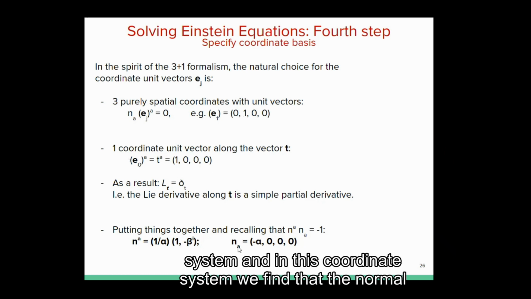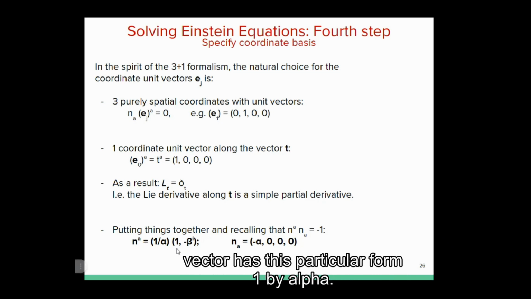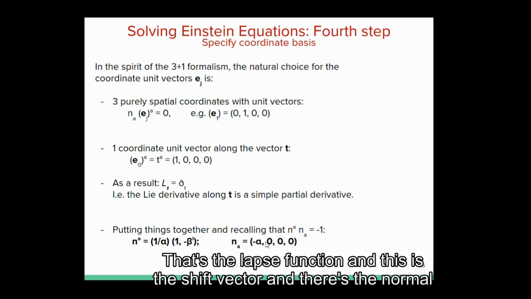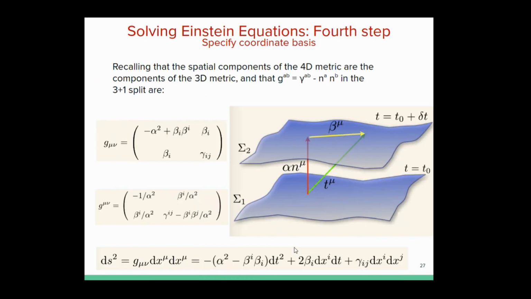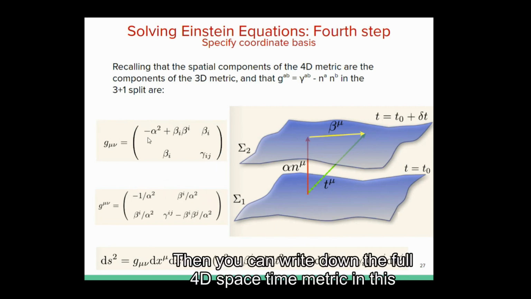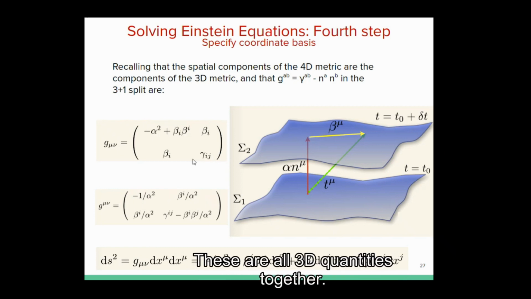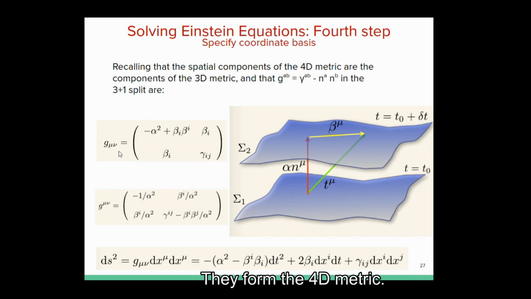And in this coordinate system, we find that a normal vector has this particular form, 1 by alpha times a function, and this is the shift vector. And this is the normal one-form, which has this particular form. It just comes out that way. It's very straightforward to derive. Then you can write down the full 4D spacetime metric in this form. These are all 3D quantities. Together, they form the 4D metric.